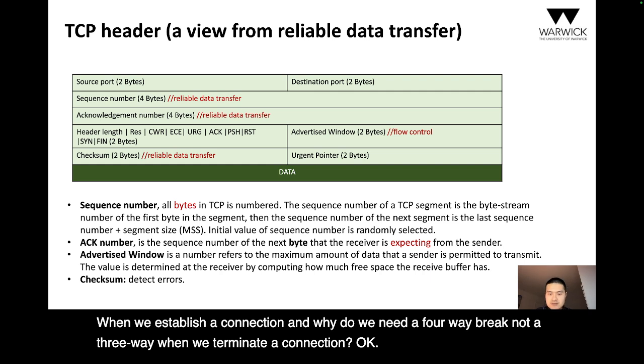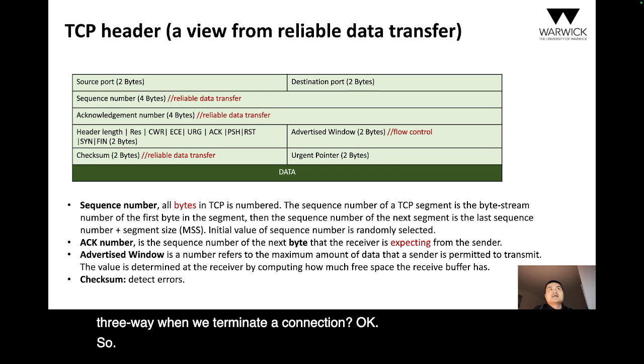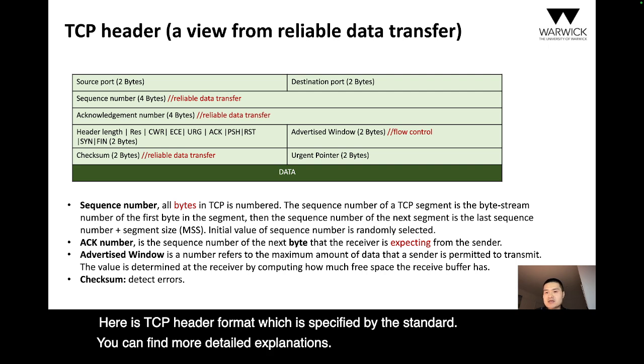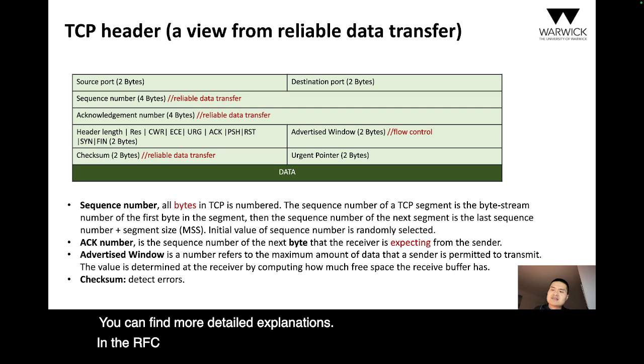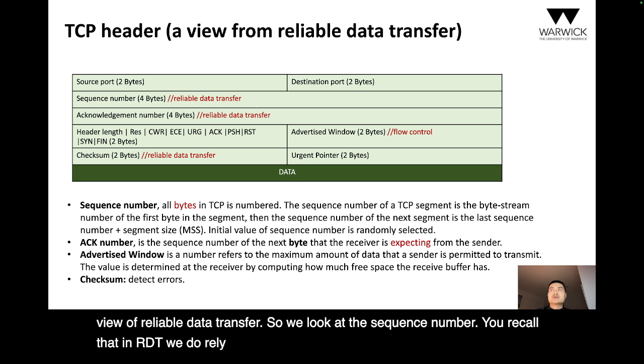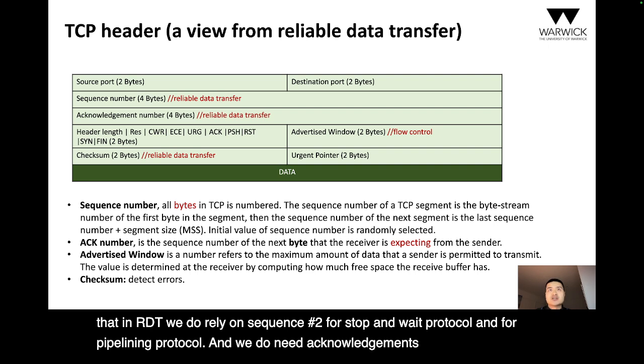So here is the TCP header format, which is specified by the standard. You can find more detailed explanations in the RFC document. Here, let's analyze the header from the point of view of reliable data transfer. We look at the sequence number. Recall that in RDT, we do rely on sequence number for the stop and wait protocol and for pipelining protocols, and we do need acknowledgement for a reliable feedback channel.